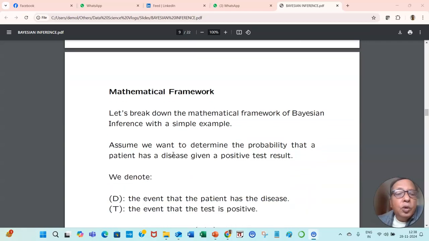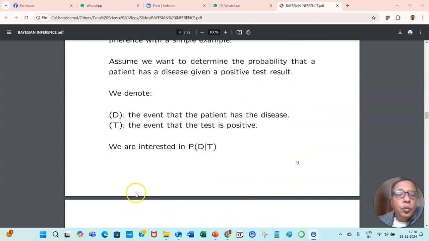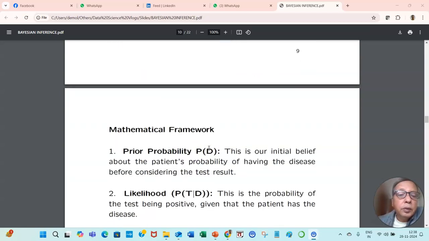Let's break down the mathematical framework of Bayesian inference with a simple example. Assume we want to determine the probability that a patient has a disease given a positive test result. So D is the event that the patient has the disease, T is the event that the test is positive. So we are interested in probability of disease given the test is positive.